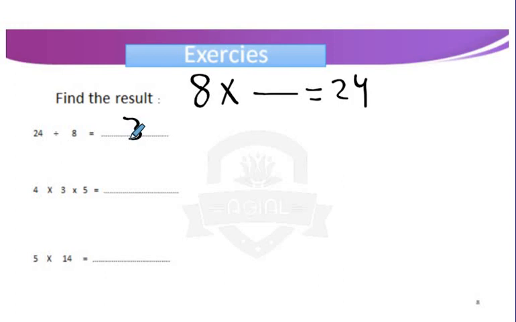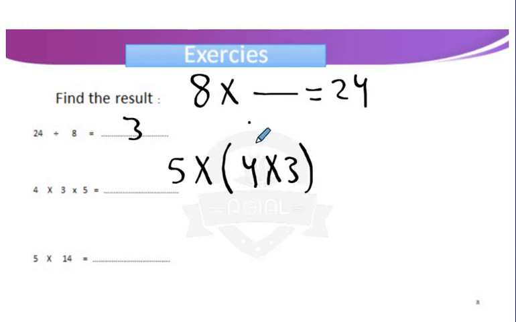Okay, number 2. 4 multiply 3 multiply 5. In here, we must use grouping property when we multiply 3 numbers. We can start by any number. We can start by 5 multiply, open 2 brackets, and put in here 4 multiply 3. Okay, at first 4 multiply 3 equals what? Excellent. 4 multiply 3 equals 12. So 5 multiply 12 equals what? Excellent. Equals 60. You can start by any number.